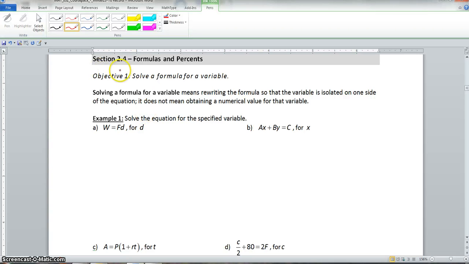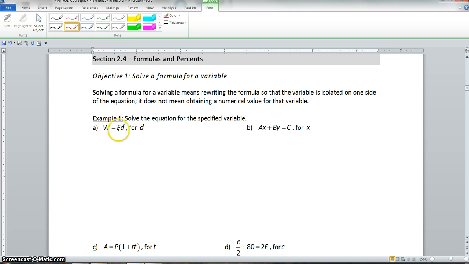Okay, class, we're about to start section 2.4, formulas and percents. Okay, now, it says solving a formula for a variable means rewriting the formula so that the variable is isolated on one side of the equation. It does not mean obtaining a numerical value for the variable.